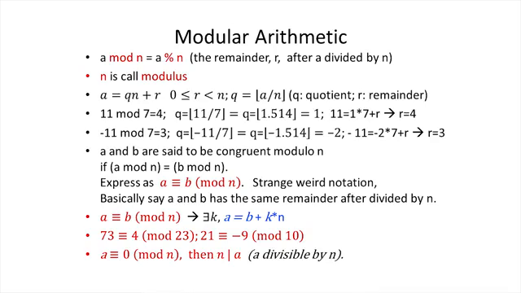We can verify ourselves that 73 and 4 are congruent modulo 23. Similarly, 21 and minus 9 are congruent modulo 10. A and 0 are congruent modulo n if A is divisible by n.